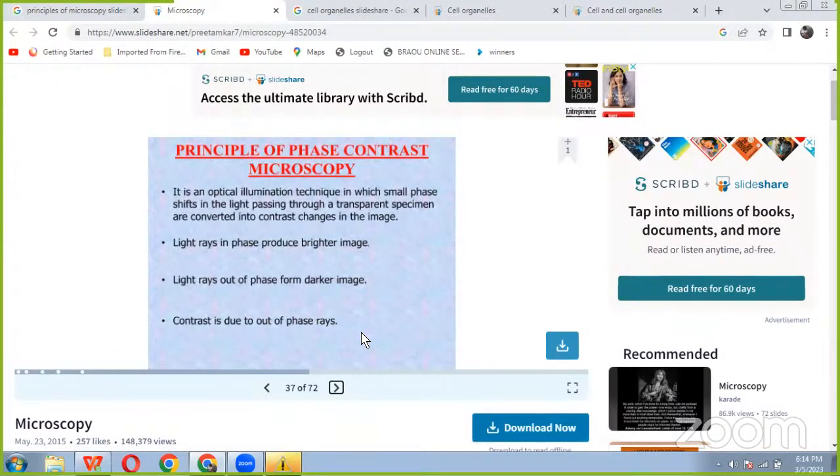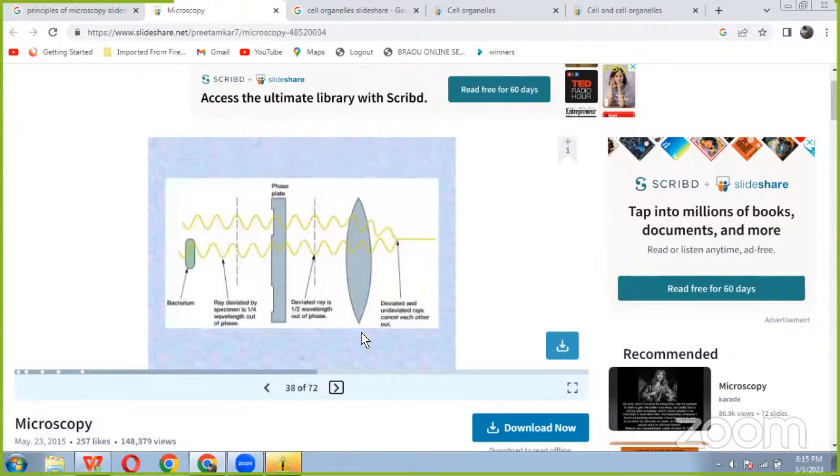The light phase can change, producing differentiated rays that interfere with the other rays. Light rays in phase produce a brighter image. Light rays out of phase form a darker image, giving contrast with the out-of-phase rays. These are the principles of the phase contrast microscope.